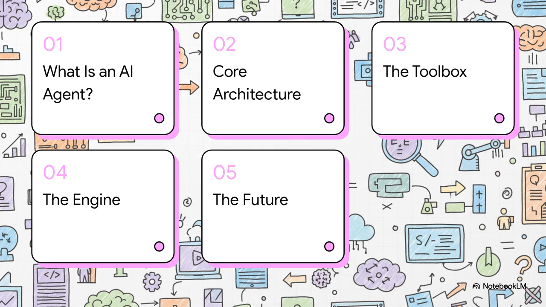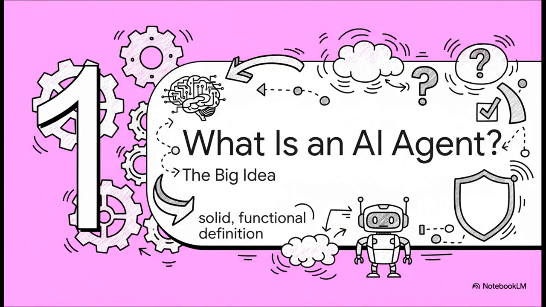So here's what we've got on tap. We're going to start with the big idea, just to get a super clear definition of what an AI agent even is. Then we'll get into the blueprint, how they're actually built. We'll explore the toolbox of parts you need, and then we'll fire up the engine to see how they think. And finally, we'll look out to the horizon and talk about the future they're creating. Okay, let's kick things off.